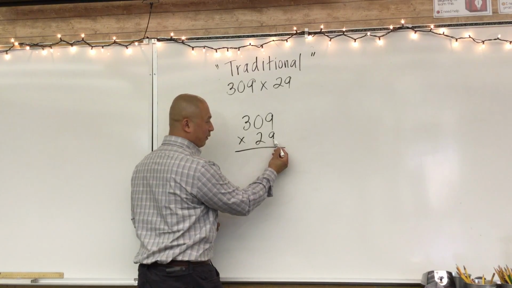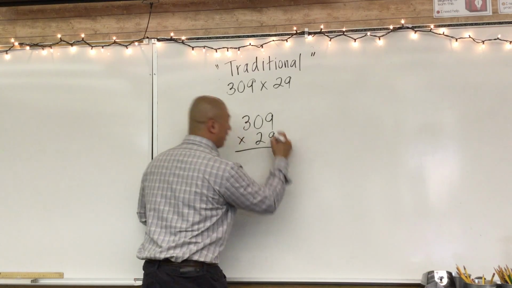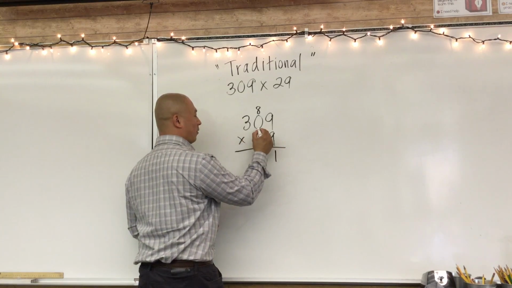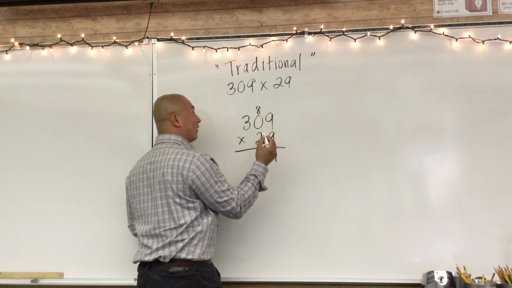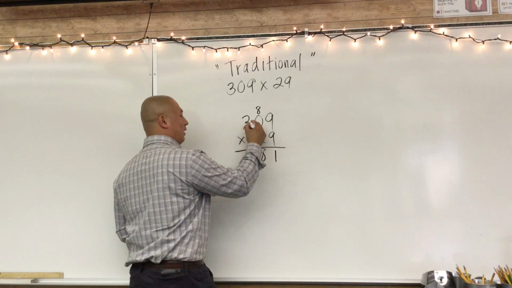You want to start with your ones place. So you're going to multiply 9 times 9, which is 81. We're going to regroup the 8. Then you want to multiply 9 times 0, which is 0. Then you're going to add the number you regrouped, which is 8. Then we have 9 times 3, which is 27.